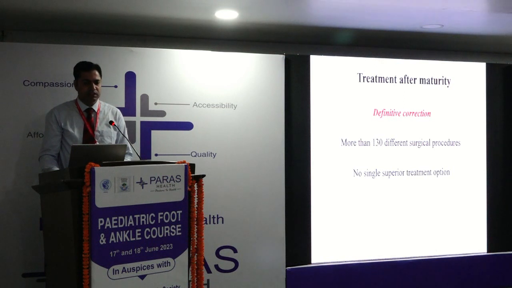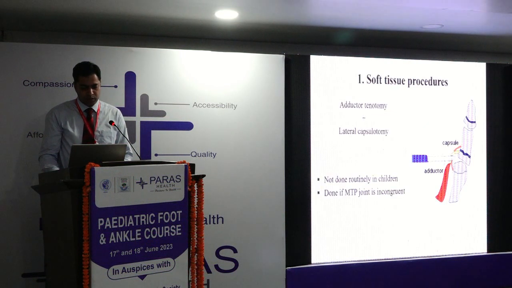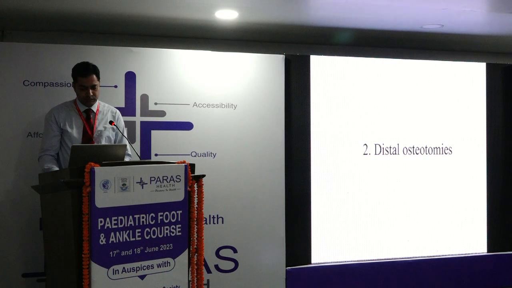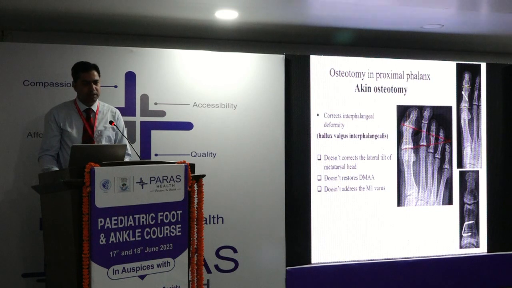After maturity, the treatment consists of definitive deformity corrections, and a number of procedures have been described in literature. However, there is no consensus about the single superior treatment. So I won't be going into details of all these procedures because of the time constraint. They can be grouped into soft tissue procedures. Usually these are not done in children, and they can be added if you have an incongruent first metatarsophalangeal joint. Then you have different types of distal osteotomies, of which Akin osteotomy is widely described. It is done at the level of proximal phalanx.